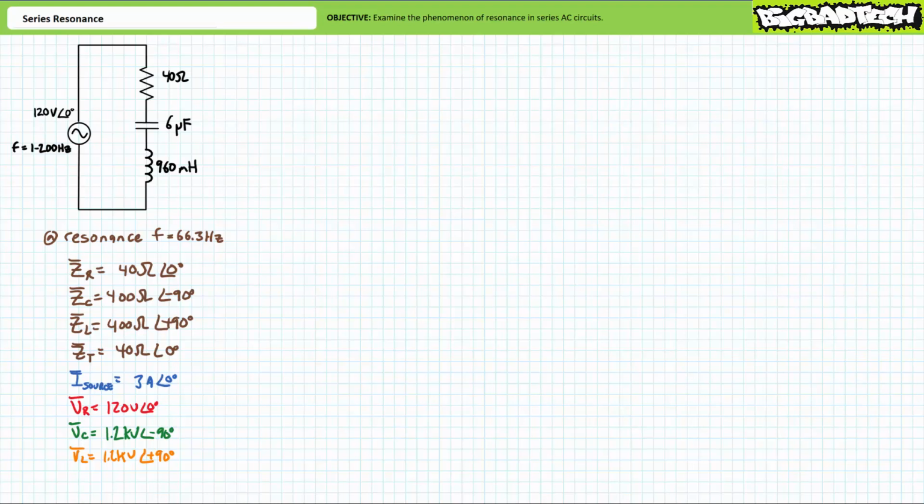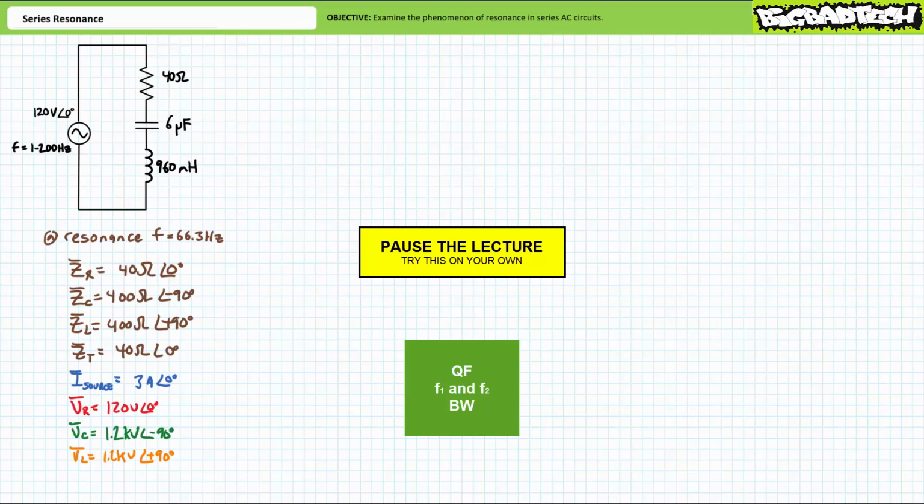This is obviously a comically exaggerated example, intended to dramatically illustrate characteristics of series resonant circuits with large quality factor values, notably extremely high voltages across the reactive components at conditions of resonance. Speaking of quality factor, what's the quality factor for this circuit? What are the corner or half-power frequencies? And what's the bandwidth for this particular circuit? By all means, pause the lecture and try this on your own. If you're tracking, you should have obtained the following results.